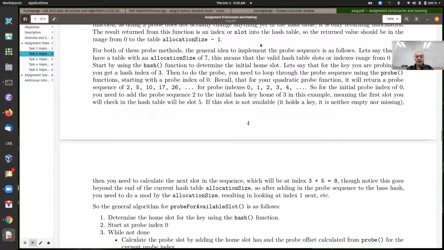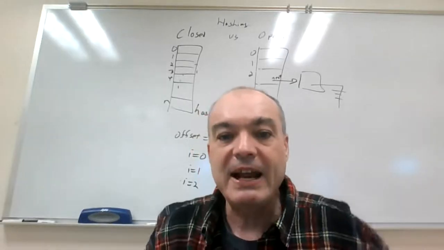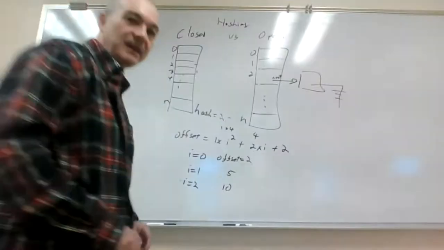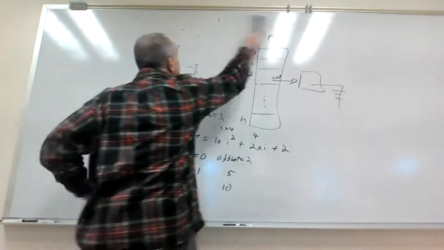So let me go over the probe sequence again. I've had a couple of people asking me about this. There is some confusion here, right? Like I was saying, maybe I shouldn't have called that probe index, or maybe just the probe sequence number. So the probe sequence number should go 0, 1, 2, 3, 4. That should just increment by 1, okay? Let's write out that algorithm on the whiteboard here.